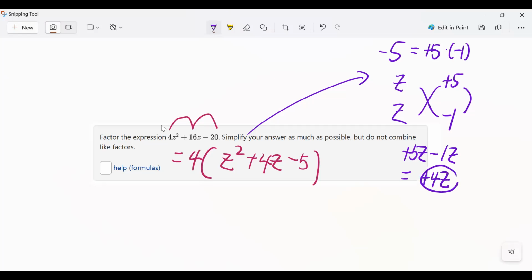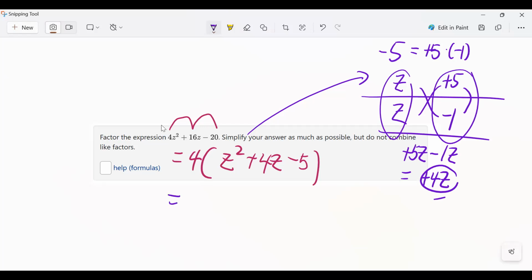So first term, last term, middle term, right? So it'll be c plus 5, c minus 1. This is 4 times c plus 5, c minus 1. Any question about this?